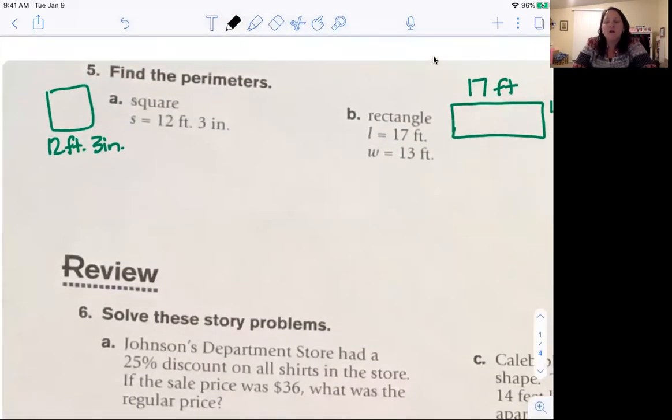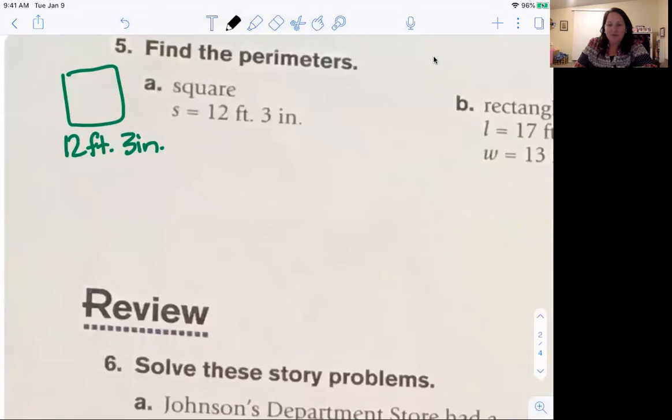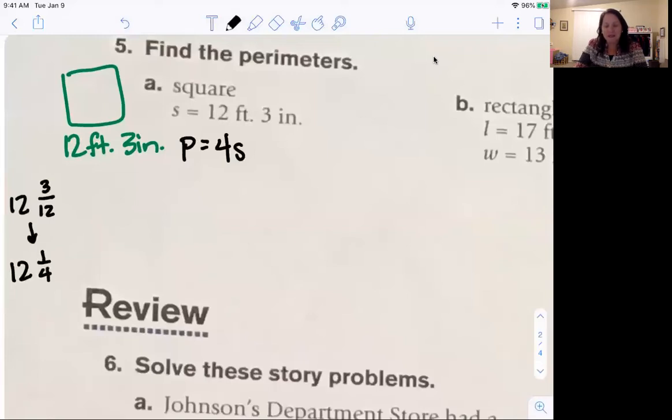What is the formula for the perimeter of a square? If you said P equals 4S, great job, okay? Now we have to be careful though, because this is 12 feet, 3 inches. How am I gonna figure this out? First of all, how many inches are in a foot? 12, good. And if you have 3 out of the 12, basically what you have here is 12 feet, and 3 out of the 12 inches needed to make 1 more foot. Now we can't leave it like this because it's not reduced. 12 and 3/12 is actually 12 and 1/4.